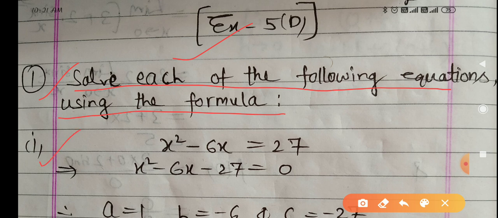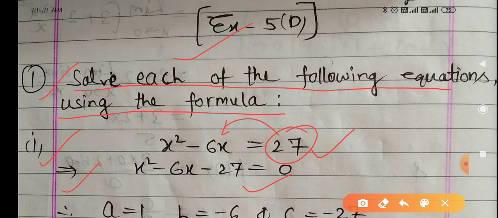So the first part I have taken is x square minus 6x equals 27. First of all, you convert this given quadratic equation into the standard quadratic equation. You can take this constant term from RHS to LHS. You can transfer it, so the equation will become x square minus 6x minus 27 equals 0.